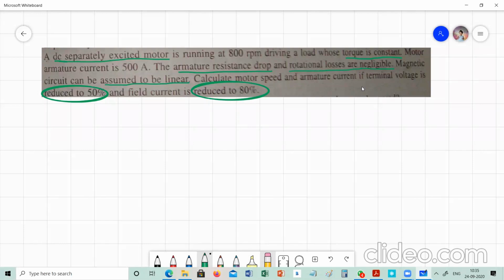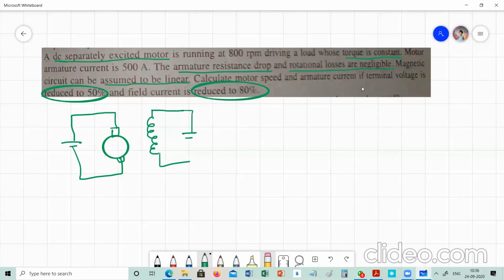Before that, we will draw the circuit diagram of the given motor. The given motor is DC separately excited. So we have to draw the circuit diagram of a DC separately excited motor. In a DC separately excited motor, armature and field are given different independent supply. This is the circuit diagram.